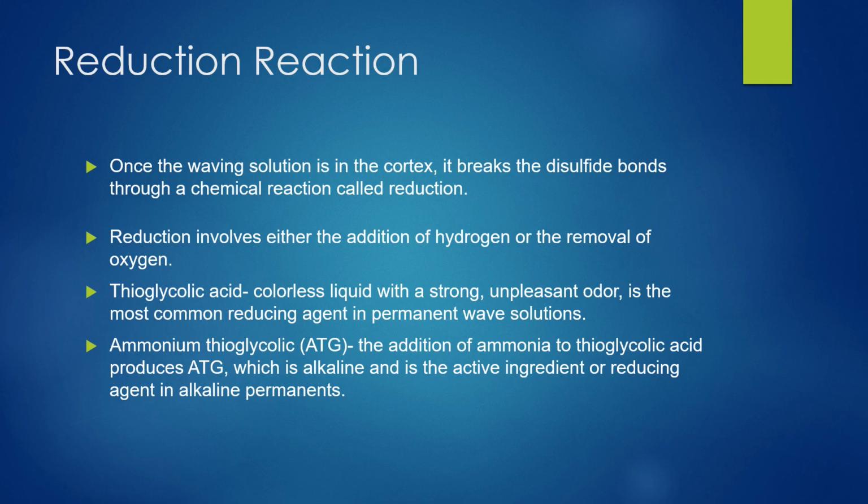The strength of the permanent waving solution is determined primarily by the concentration of thio. Stronger perms have a higher concentration of thio, which means that more disulfide bonds are broken compared to weaker perms. With the addition of ammonia, the thioglycolate acid produces a new chemical named ammonium thioglycolate, which is alkaline and is an active ingredient or reducing agent in alkaline permanents.